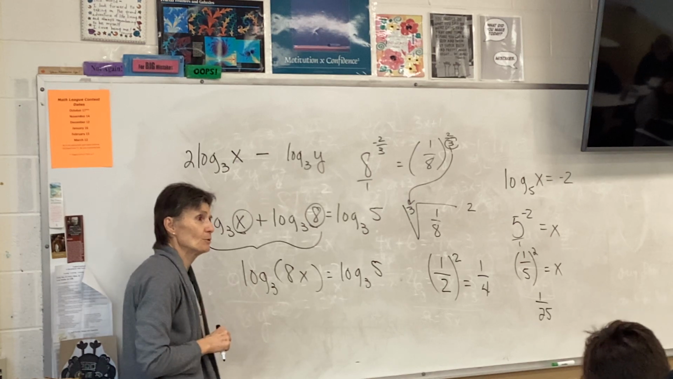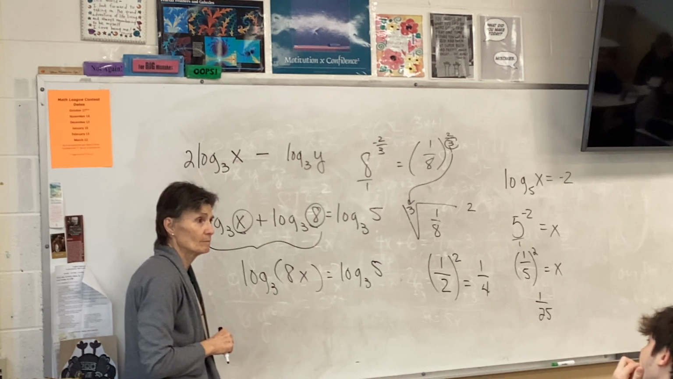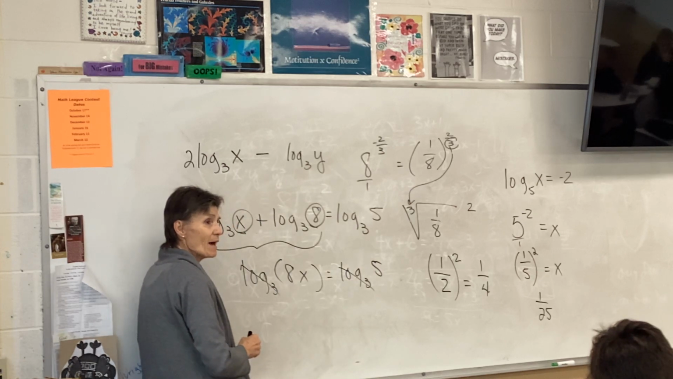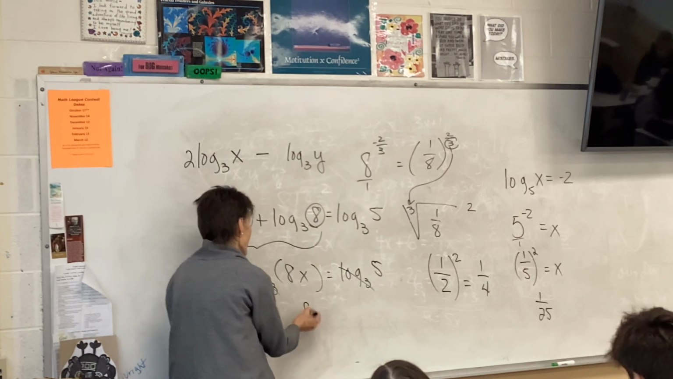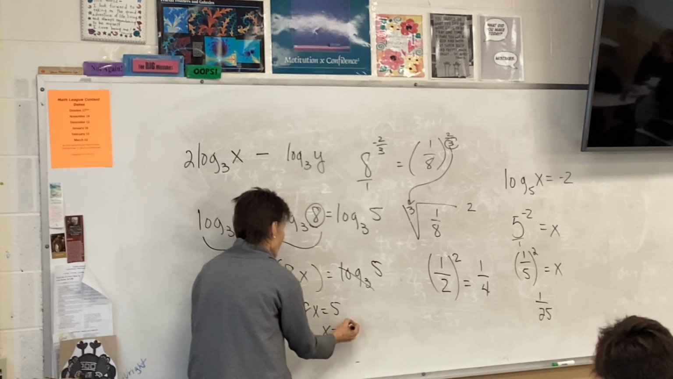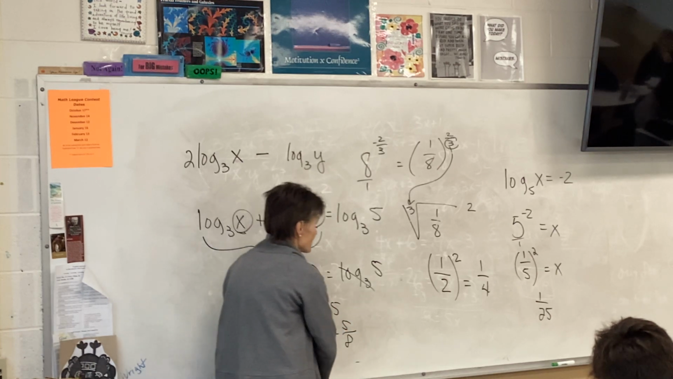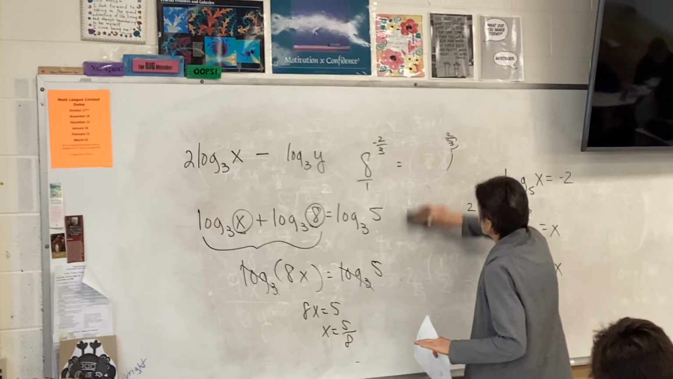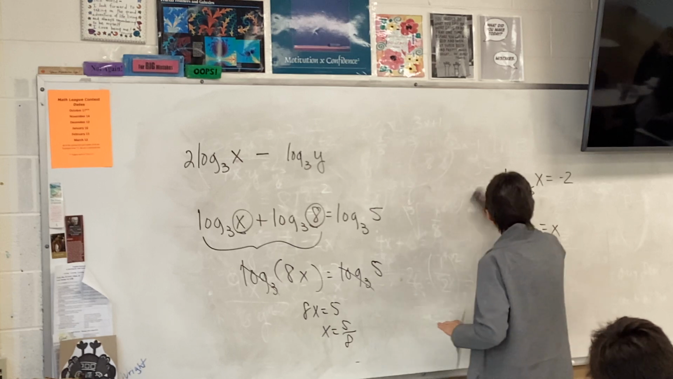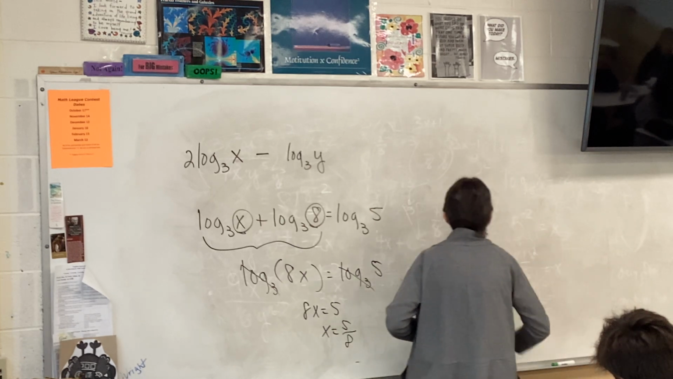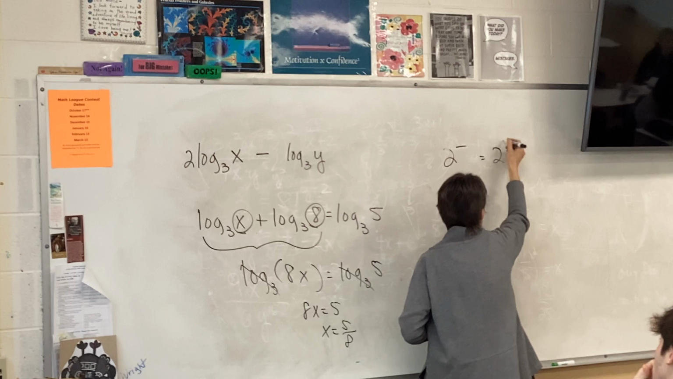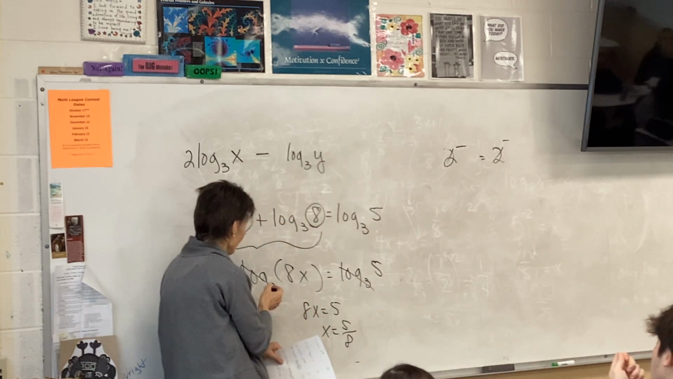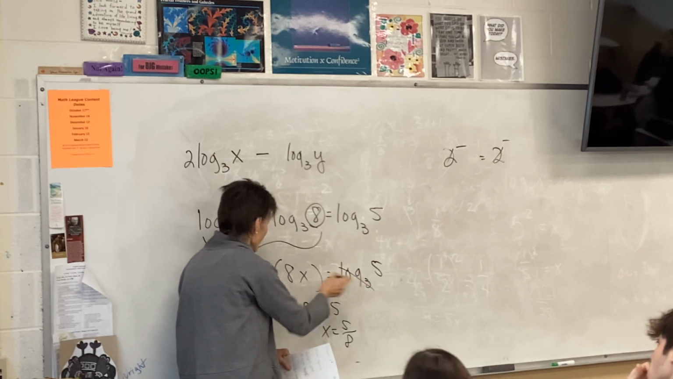Now what are we allowed to do? Look at that carefully. What are we allowed to do now? Those don't matter anymore because they match. So 8x equals 5 and x equals 5/8. That problem is a lot like the first one we did. Remember when we had 2 to a power equals 2 to a power and we said we could just get rid of those? This is the same thing. If we have log equals log, we can get rid of those.